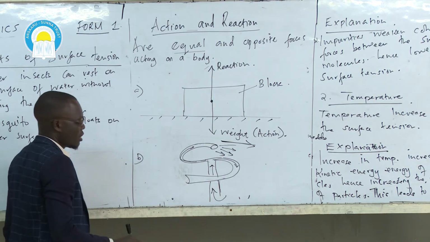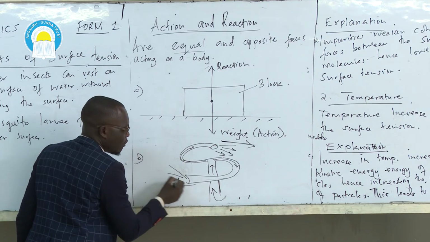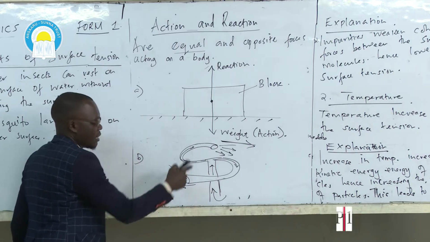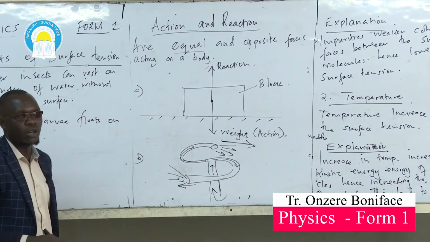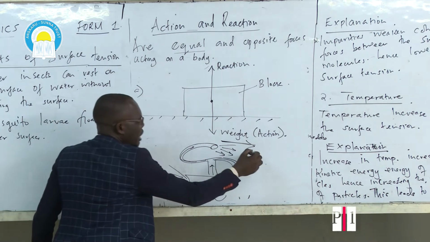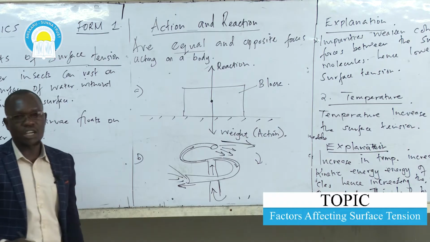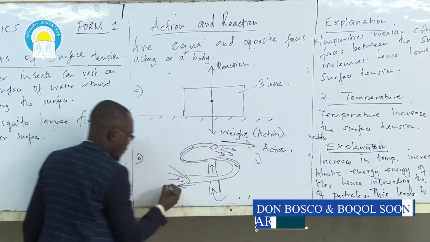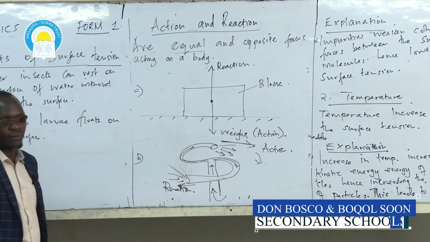Similarly, this end will experience a force pushing it in the opposite direction. As the water acts in this direction, the reaction force will be acting in this direction. And what happens? This will make the sprinkler start rotating. That is action force in action, and we have a reaction. So these forces always act in pairs.